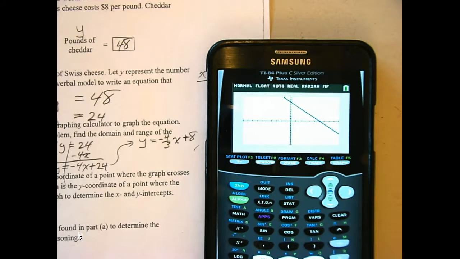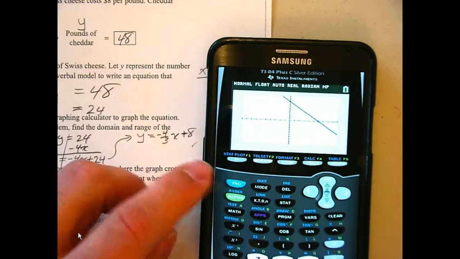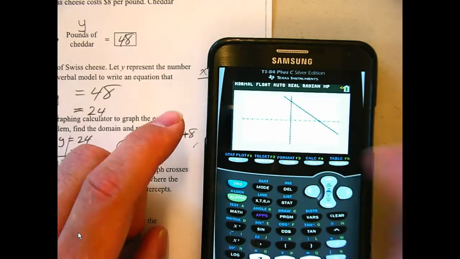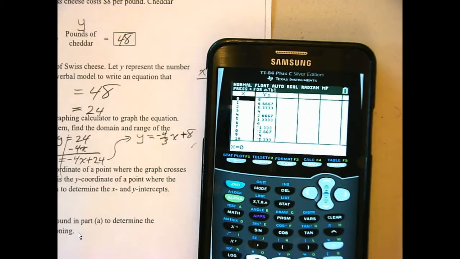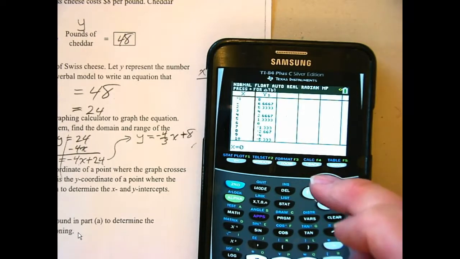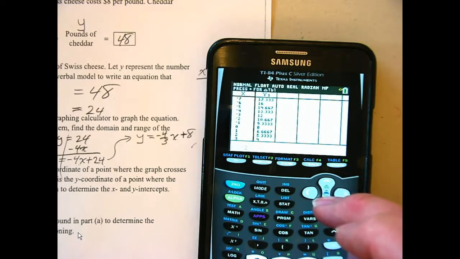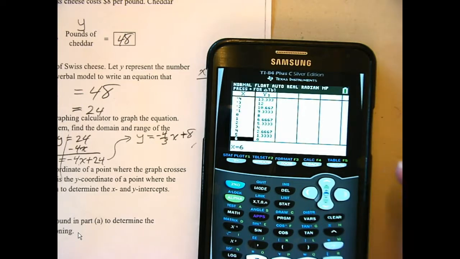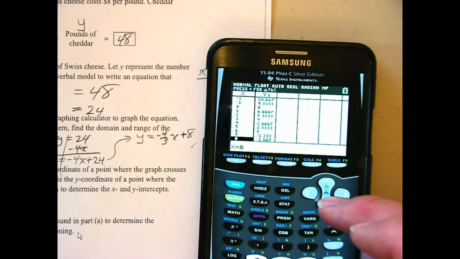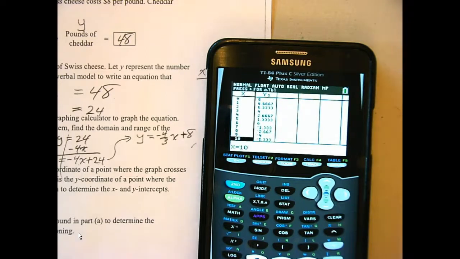There's a few cool things about this. First, you can graph, but what does it say above graph? Table. How do you access that? That's F5. Second graph is table. And there's your table. Notice you can move it up or down. What I would like you to do is find your x-intercept and your y-intercept in the table, please. Write them down. That's part C.